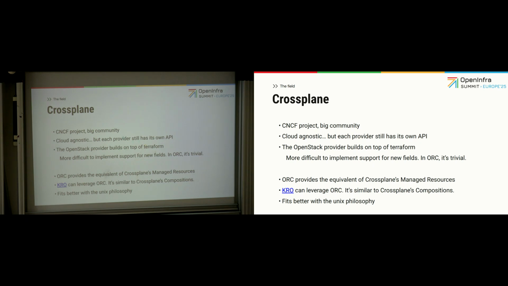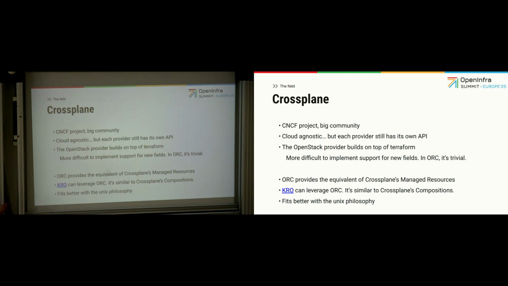So before starting ORC, we also looked at Crossplane, and we saw that the OpenStack provider in Crossplane is built on top of Terraform. While this can work, we found it to be a little bit complex. In ORC, we made a choice to talk directly to OpenStack using the Gophercloud library. That makes it a lot simpler for us to implement missing fields, to fix bugs in Gophercloud, and then have them directly usable in ORC. So less layers, easier for us to work with.